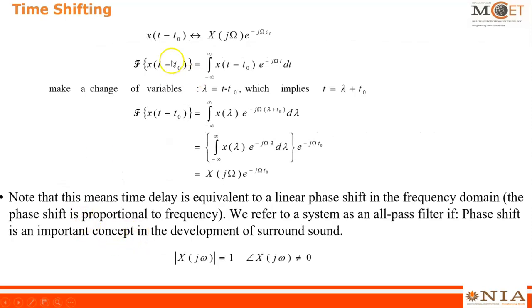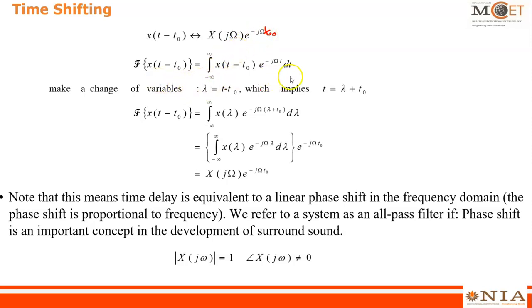According to this property, x of t minus t naught is given. We apply Fourier transform to x of t, we will get X of j omega. Whereas when we apply Fourier transform to the time shifted version of the function x of t, we will get X of j omega multiplied with e power minus j omega t naught. Here t naught is nothing but the time shifting value, right? x of t minus t naught is nothing but x of t shifted towards right by t naught units. So that this t naught unit is represented here.